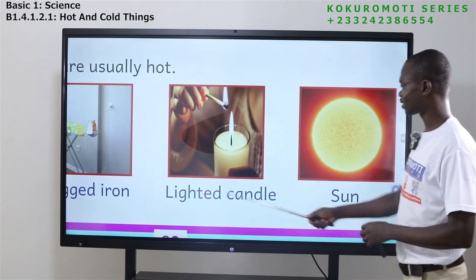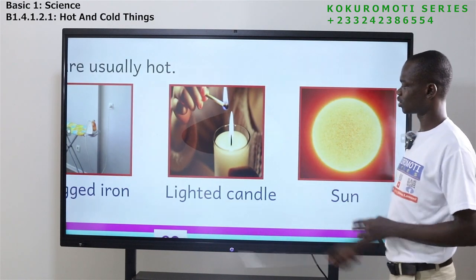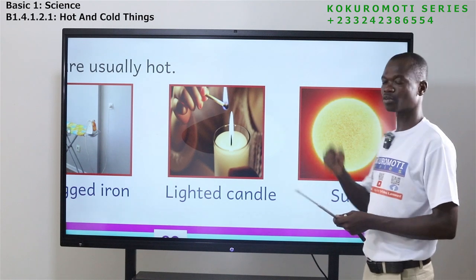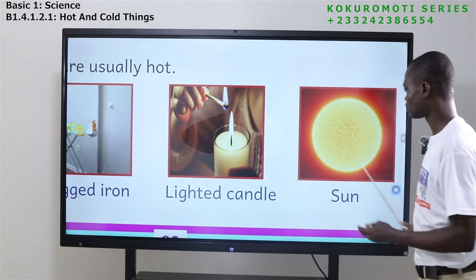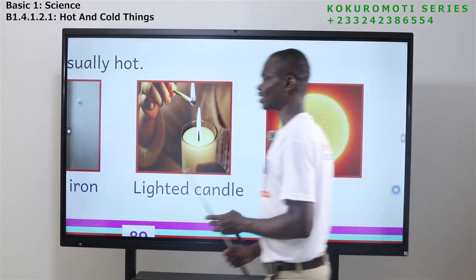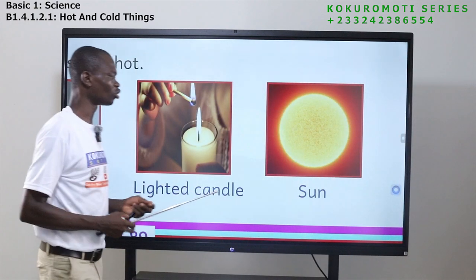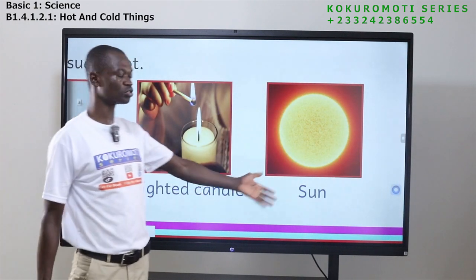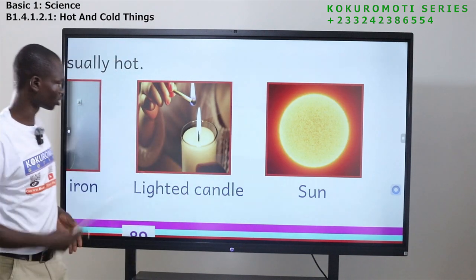Now the next one is lighted candle. If you light your candle, you see that it will produce some form of heat and it becomes hot. Now we have the sun. The sun, as we already know, is what? A burning ball. So you see something that is burning produces what? Heat, and it's always hot.